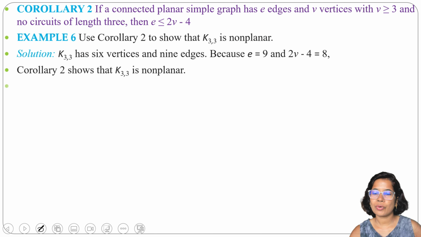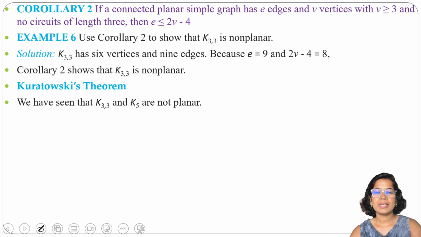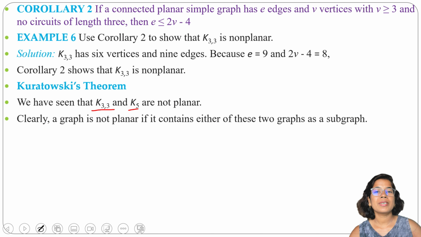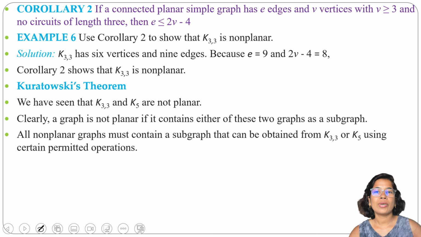Next I will discuss Kuratowski's theorem. We have seen that K3,3 and K5 are non-planar through examples. K3,3 is a bipartite graph and K5 is a complete graph having 5 vertices. Clearly a graph is not planar if it contains either of these two graphs as a subgraph. If a graph contains a subgraph K3,3 or K5, it is non-planar. So in all non-planar graphs there can be a subgraph of K3,3 or K5.